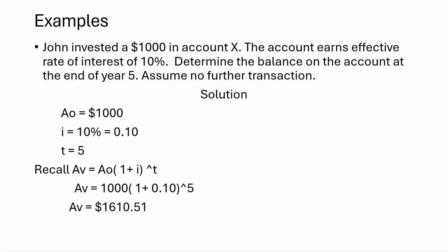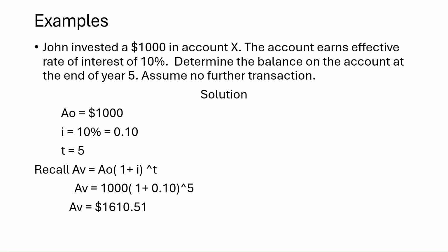Now let's look at another example. It says John invested $1,000 into account X. The account earns an effective interest rate of 10%. Determine the balance on the account at the end of year 5. Assume no further transactions. Now, what I like to do is just write down the important information given in the question. The A0, which is the initial investment, is 1,000. The i is 10%. 10 divided by 100, you get 0.10.